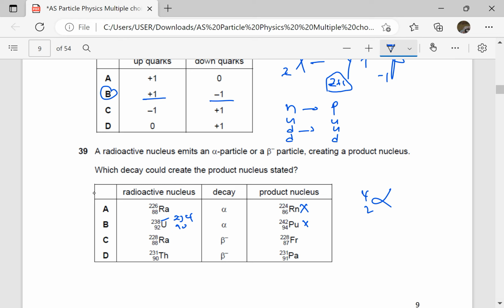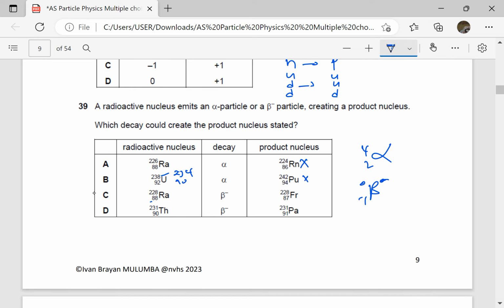For beta minus, the nucleon number remains the same and the proton number increases by 1, because beta minus is 0, negative 1. So when radium 228, 88 decays by emission of beta minus, 0, negative 1, the new nucleus Y should have 228 and this should have 89.